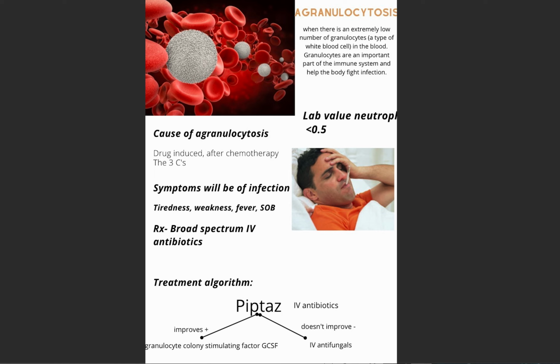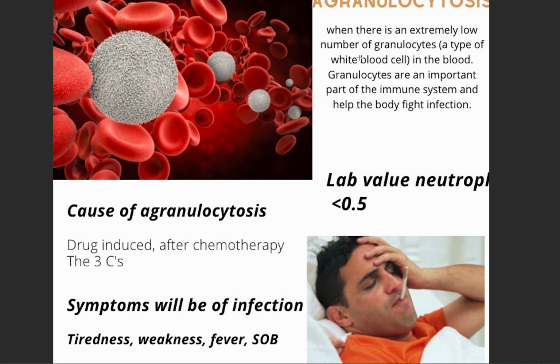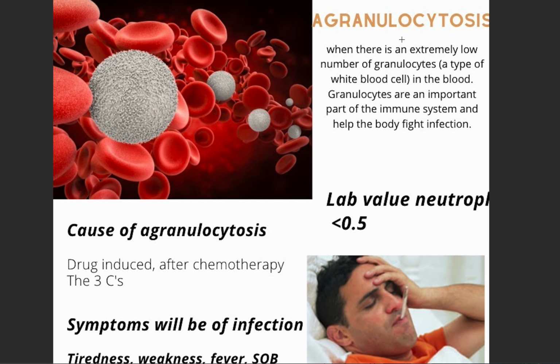Agranulocytosis is a life-threatening emergency when you have low neutrophil counts as well as low granulocytes. Granulocytes are a type of white blood cell, and our white blood cells are found in the blood and they help fight off infection. But as soon as we have a disturbance in these white cells, or we reduce the amount of white cells in our blood, we will get infection. Our body will not be able to fight against these invading pathogens as well, and that will lead to further infection. Granulocytes are an important part of the immune system and help the body fight infection.